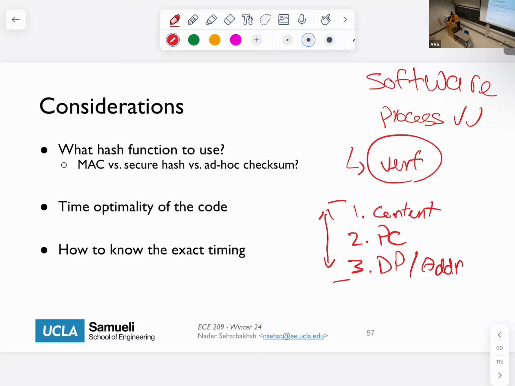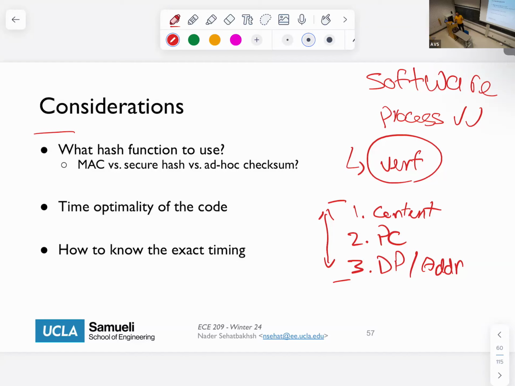Okay? So there are a whole bunch of questions that come to the mind, and this is the part that you're gonna do in your CA number 4. You're actually gonna implement something like this in your CA. So there are a few things that you need to think about. For example, what sort of hash do I need to use? Do I need to use a secure hash? Do I need to use an ad hoc hash? Should I use a MAC, which, if you remember, MAC was different than hash.